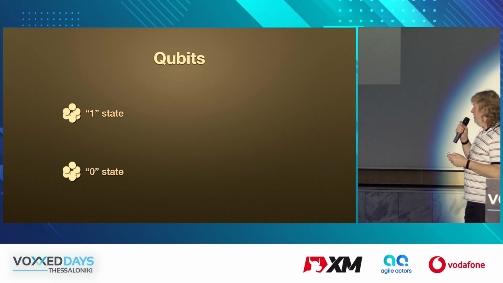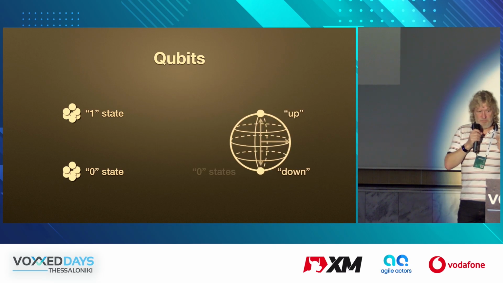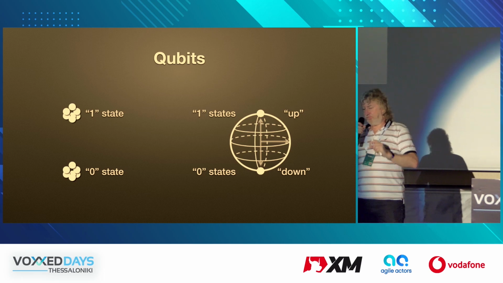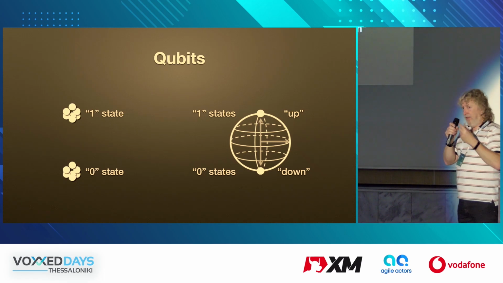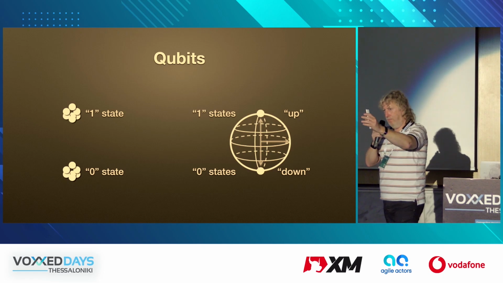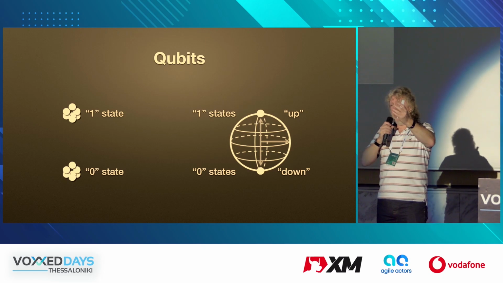Now, in a quantum computer, we don't have that. We have a single particle, a single boson. And this boson is in one of two states. It's either spin down or spin up, and we can measure which of those two states it's in.